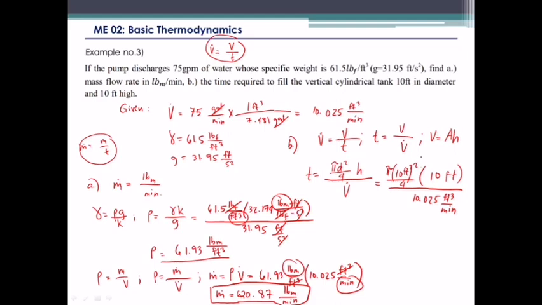So as you can see, the cubic feet cancels out, and the remaining unit is in minutes. So time now is in minutes: 78.834. So more than an hour. That is the time required to fill the vertical cylindrical tank.